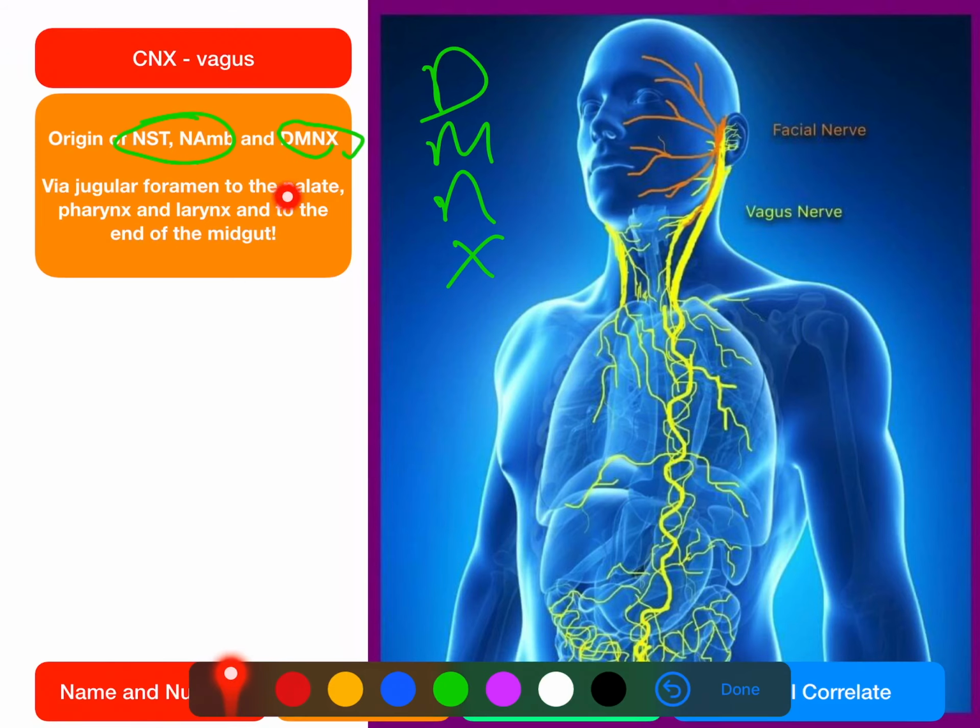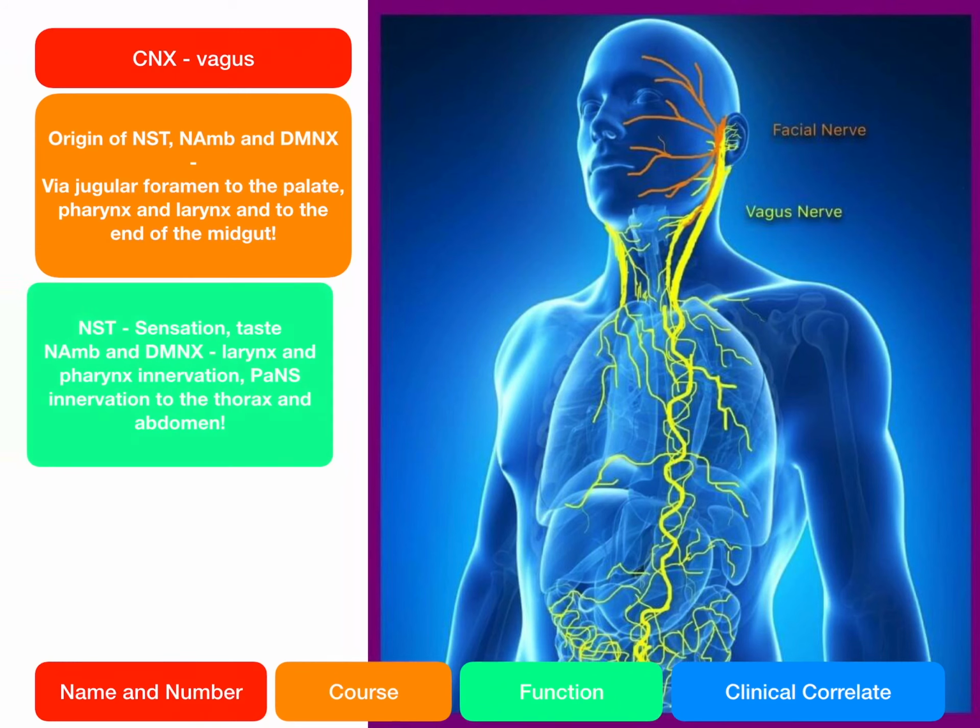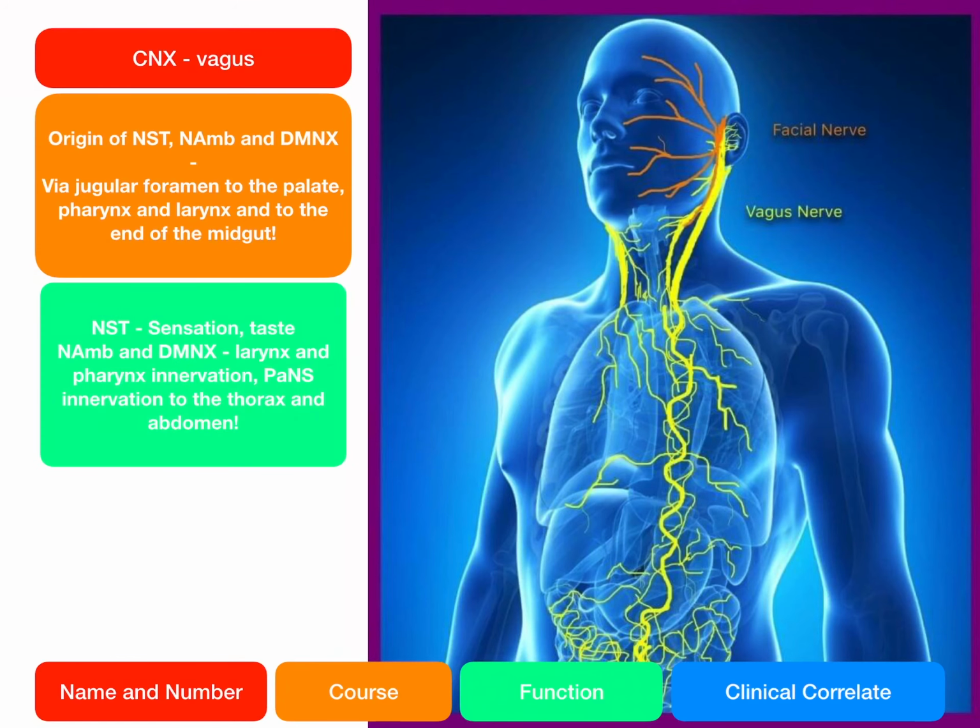So it travels out via the jugular foramen to the palate, to the pharynx and the larynx, and ends all the way at the midgut here. So it's going to do a couple of things. So the nucleus of the solitary tract, as we said, is solitary for sensation, so it's sensation, as well as taste. There's a little bit of taste in the pharynx. Nucleus ambiguus for action, and dorsal motor nucleus for motor.